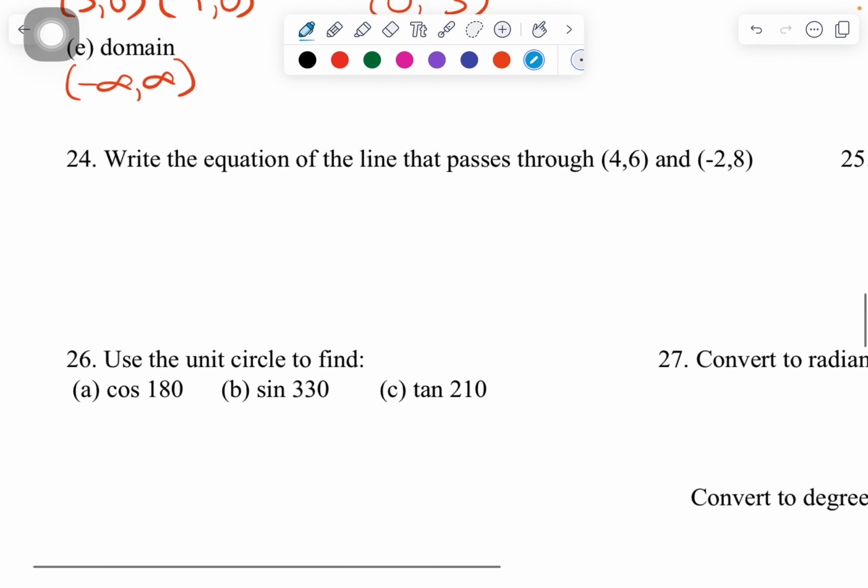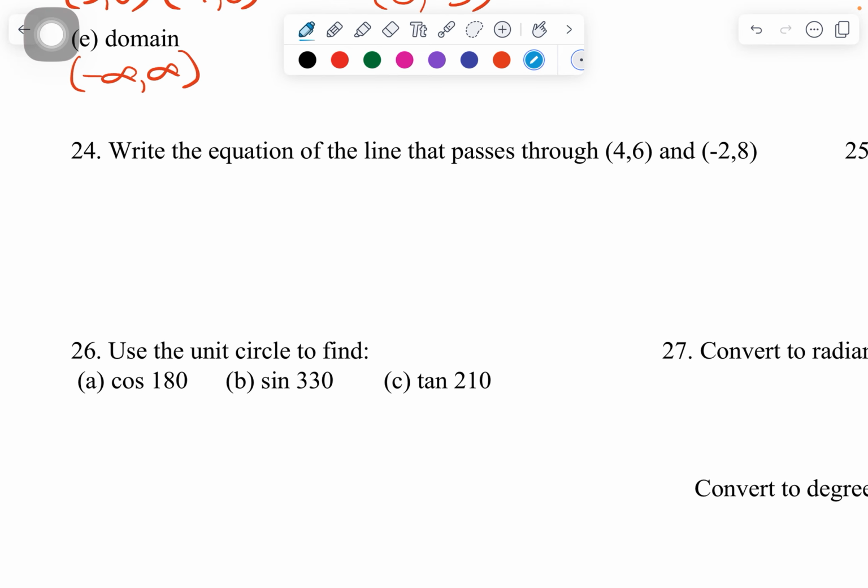All right, question number 24, write the equation of the line that passes through those 2 points. So we've got to do a little slope here. So m is equal to, I'm going to take my y minus my y over my x minus my x. So 6 minus 8 is going to be negative 2. 4 minus a negative 2 is going to be 4 plus 2, which is 6. That is negative 1/3.